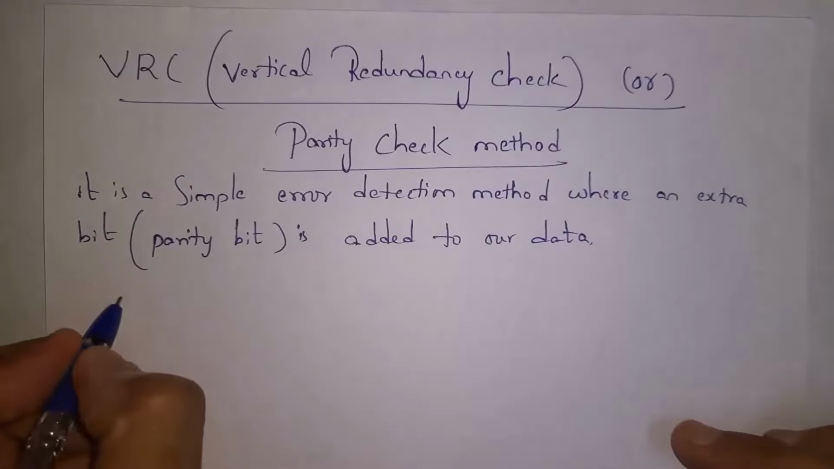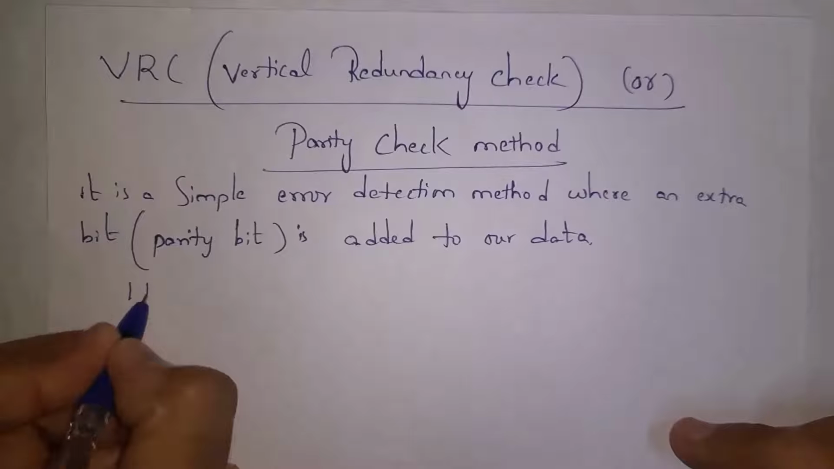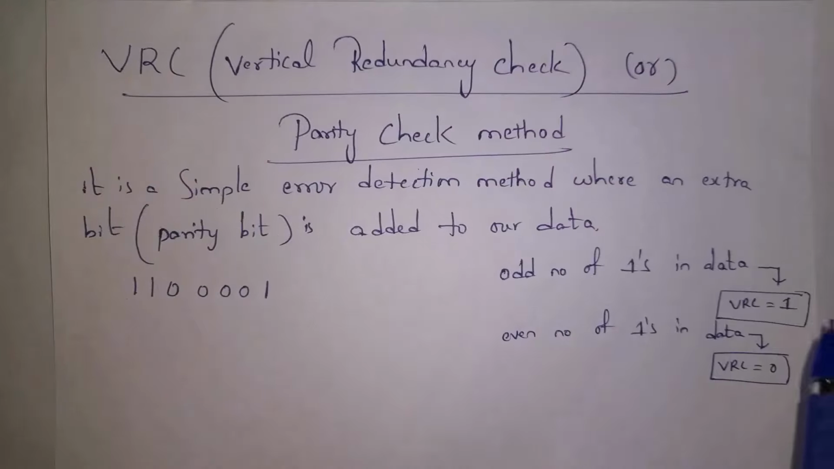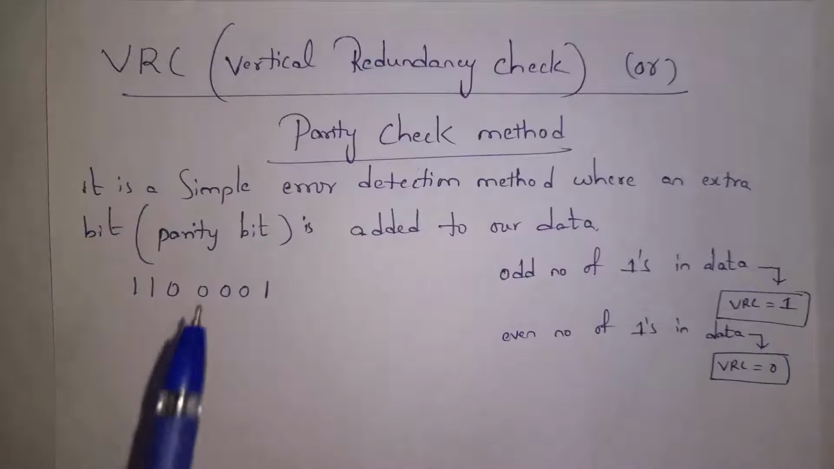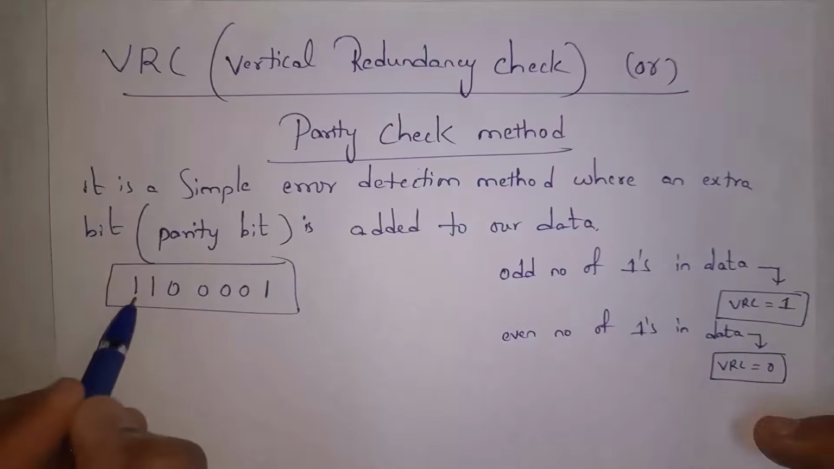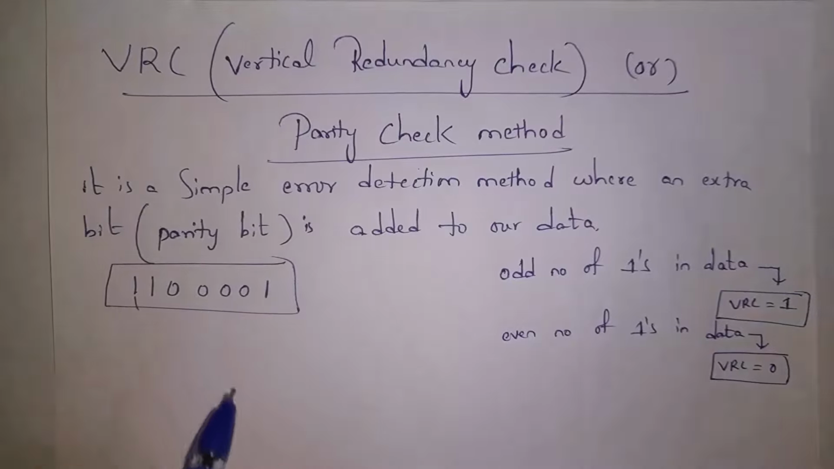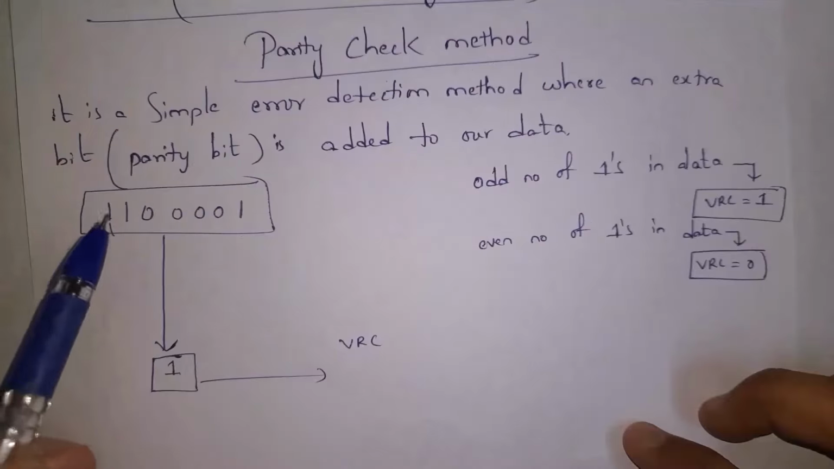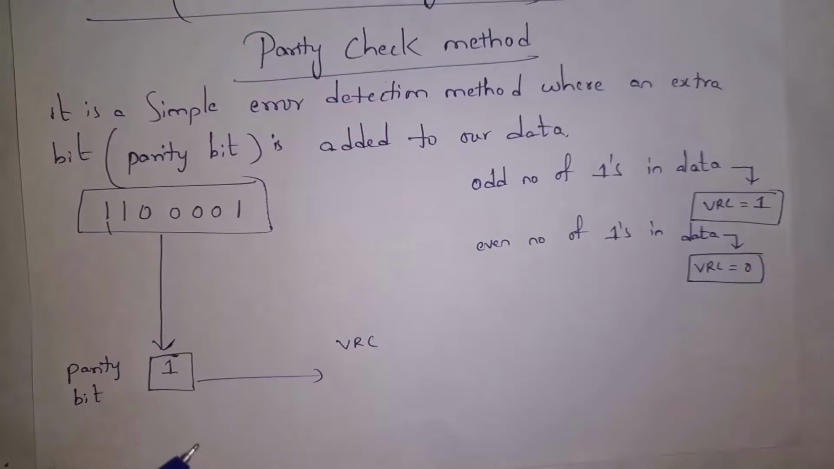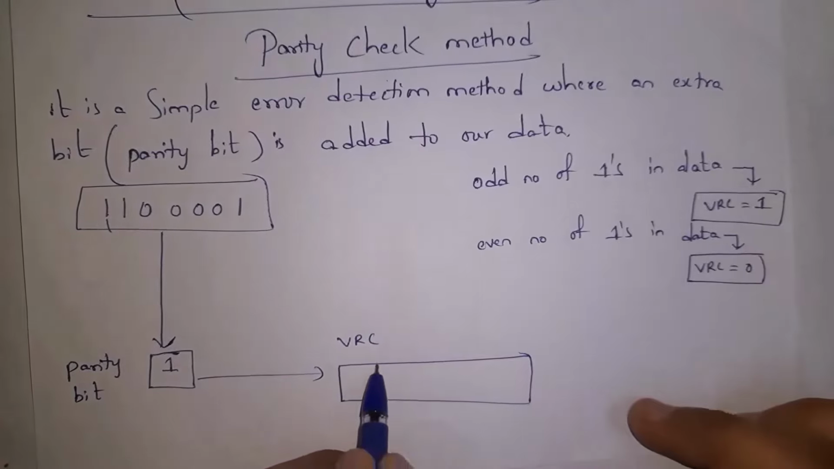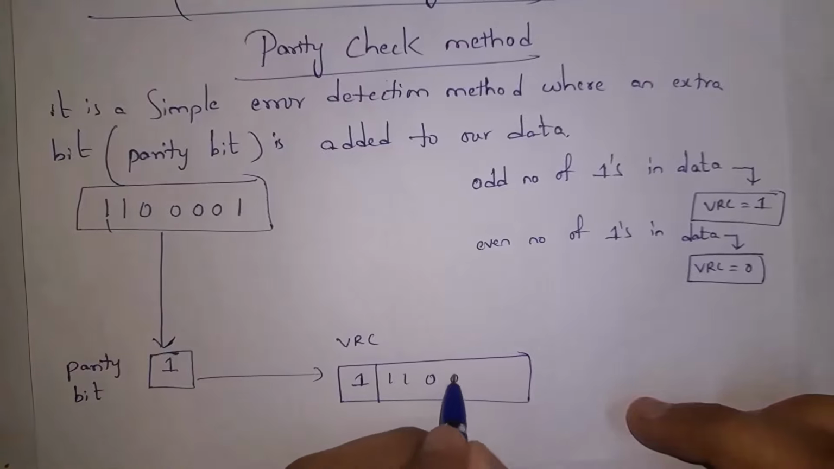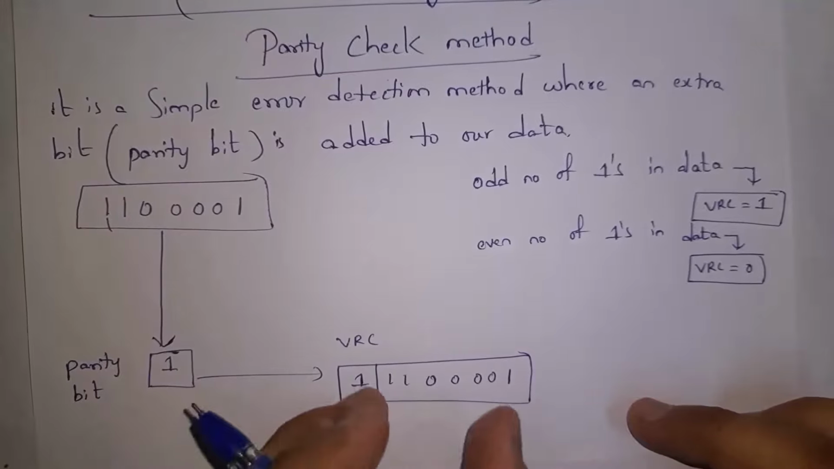Yes, for example, sender want to transfer data, that is 11000001. If there are odd number of ones in our data, then VRC value is 1, and if there are even number of ones in our data, then VRC value is 0. If you observe this data, total there are 3 ones. So 3 ones, which is odd number. As there are odd number of ones in our data, VRC value, that is 1 is added to our data. We call this extra bit as parity bit. So in VRC, parity bit, that is 1 plus our data, that is 11000001. Both are combined and then transferred to receiver.